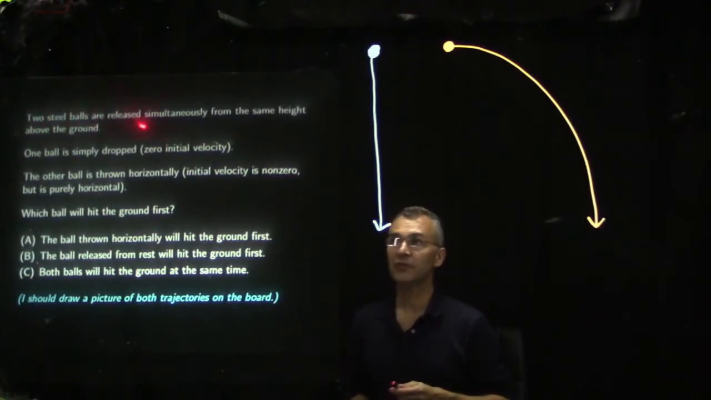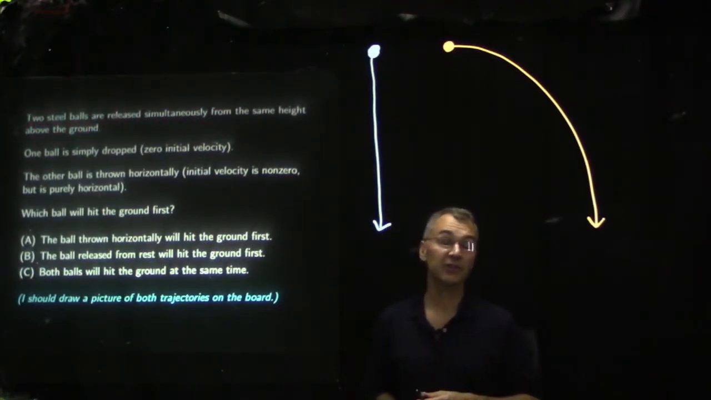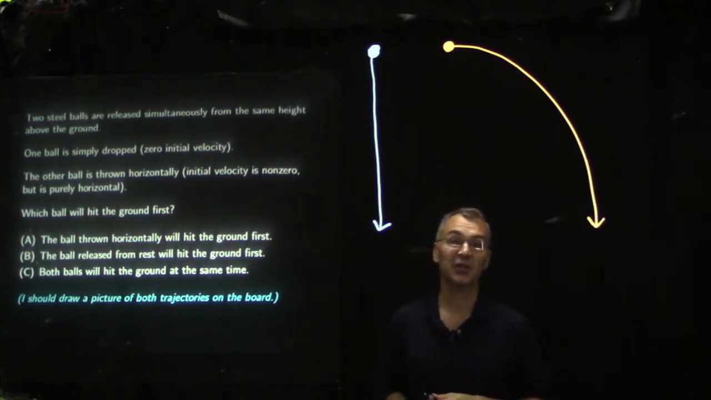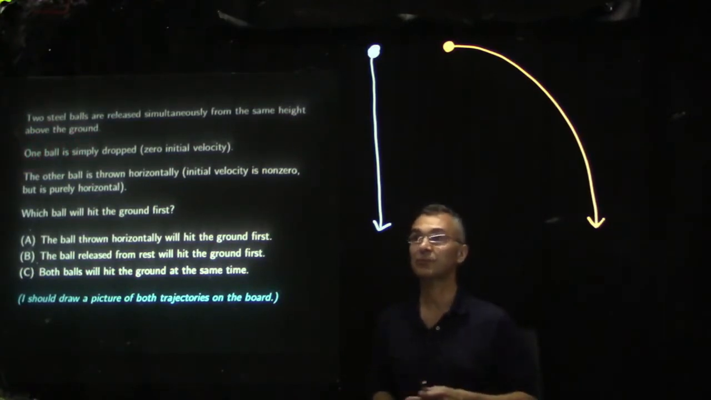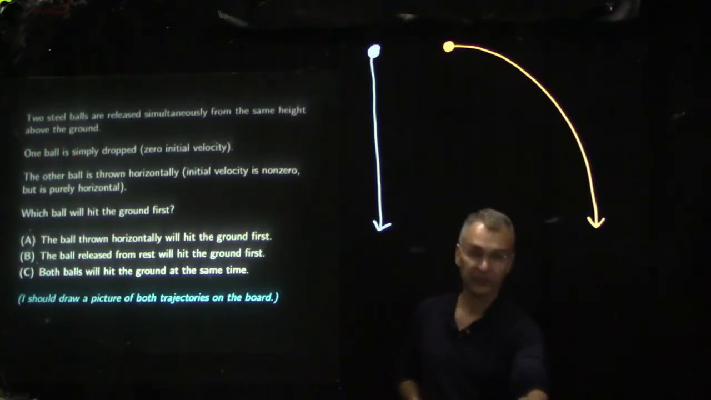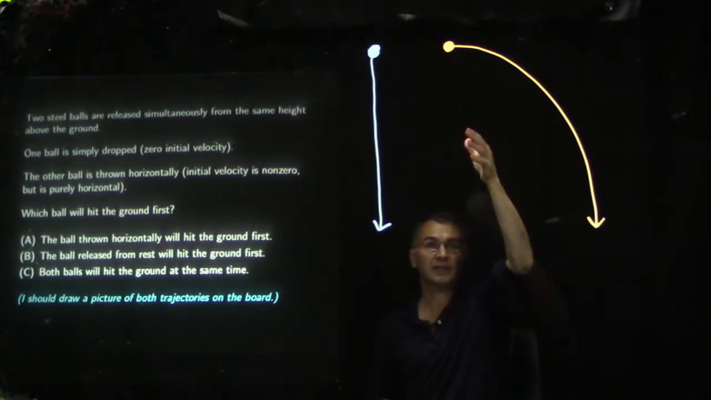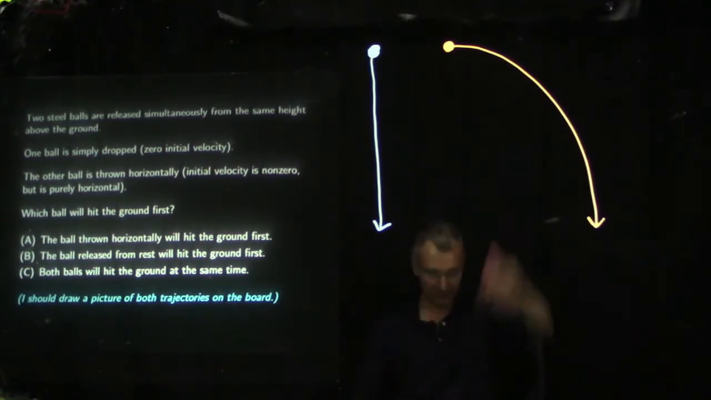Two steel balls are released simultaneously from the same height above the ground. We said steel balls because we want to say that air resistance is negligible, because the presence of air resistance actually would affect the answer to this question. So we're going to say in the absence of air resistance. So one ball is simply dropped, okay? So it has 0 initial velocity. It's not thrown downward, it's simply dropped.